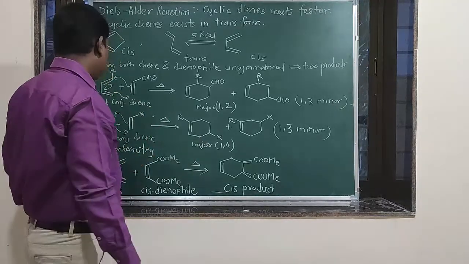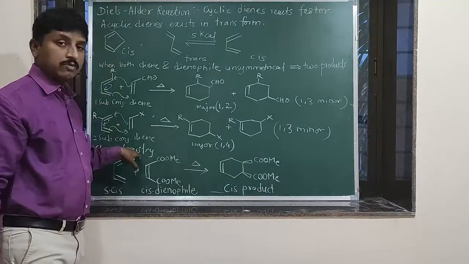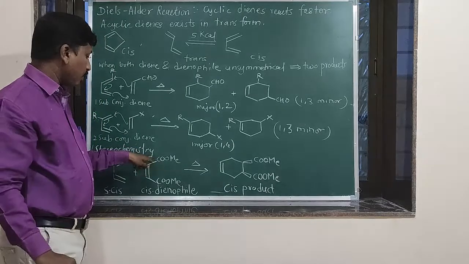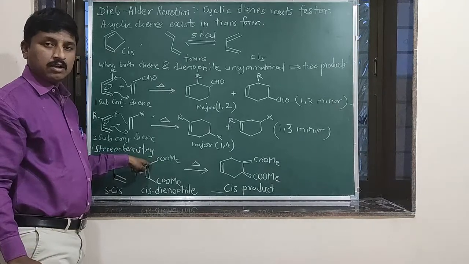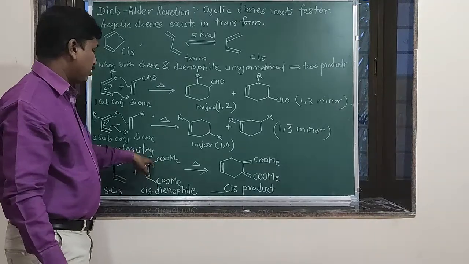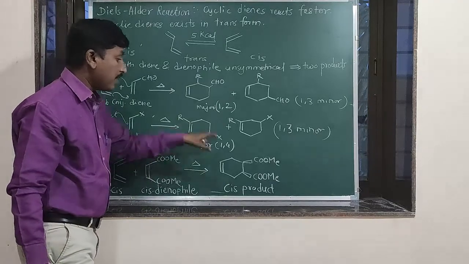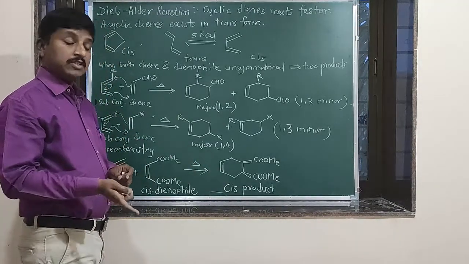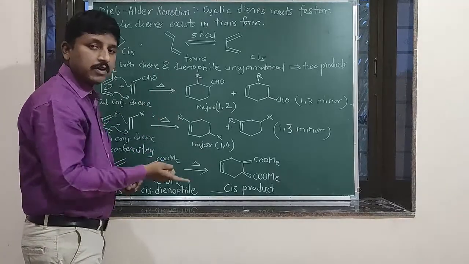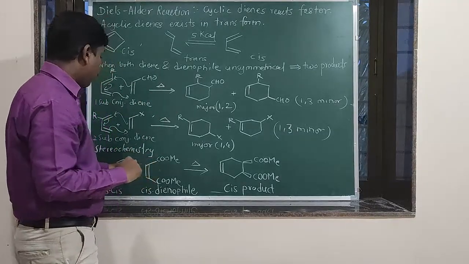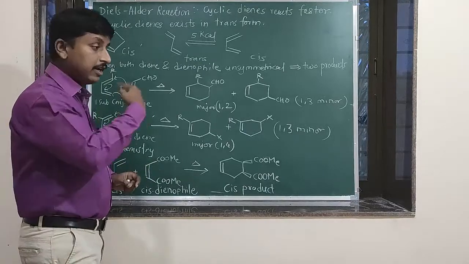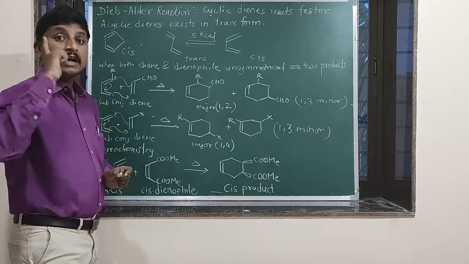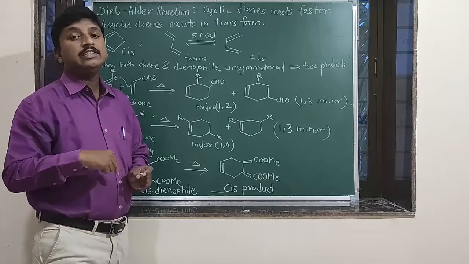Next, the most important point, the stereochemistry. With a dienophile having cis stereochemistry of substituents in the reactant, it is converted into a product having the same stereochemistry. That means the cis dienophile gives the cis product, and a dienophile having trans substituents gives the trans product. That means the stereochemistry is maintained in this Diels-Alder reaction.